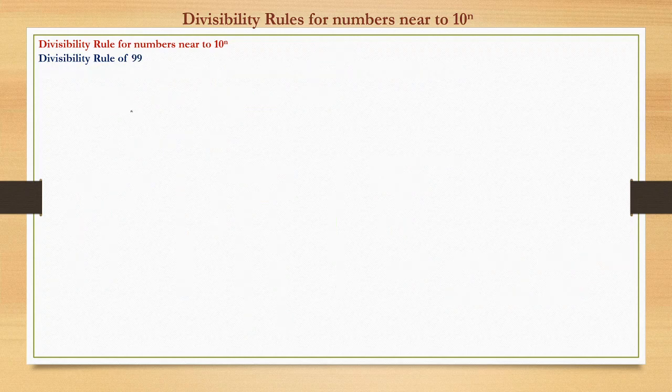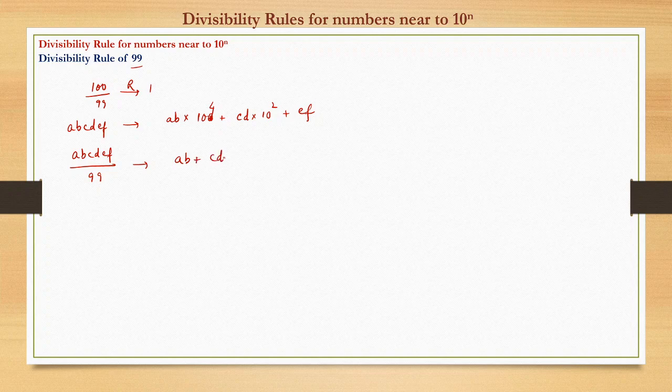So similarly, divisibility rule of 99, because we know that 100 upon 99, remainder is 1. So if a number is abcdef, I can write this as ab into 10 raised to power 4 plus cd into 10 raised to power 2 plus ef. So abcdef by 99 becomes ab plus cd plus ef. So sum of the two digits taken at a time, right?